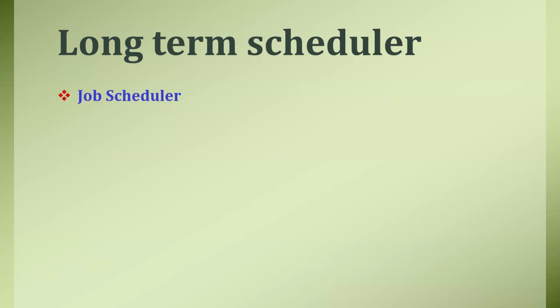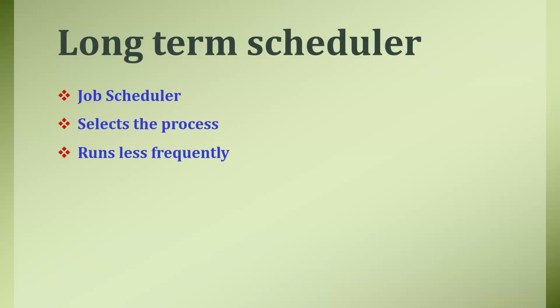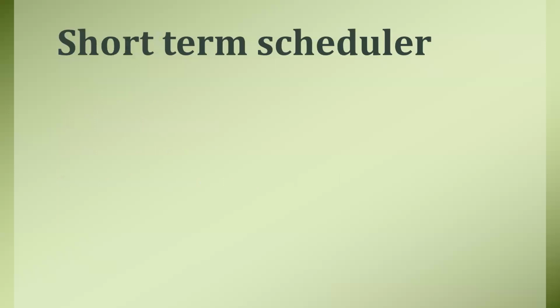Let's see about the long-term scheduler. This is called a job scheduler, and it decides which programs must get into the job queue. From the job queue, the scheduler selects processes and loads them into memory for execution. The long-term scheduler runs less frequently. The primary aim of the job scheduler is to maintain a good degree of multiprogramming. An optimal degree of multiprogramming means that the average rate of process creation is equal to the average departure rate of processes from the execution memory.